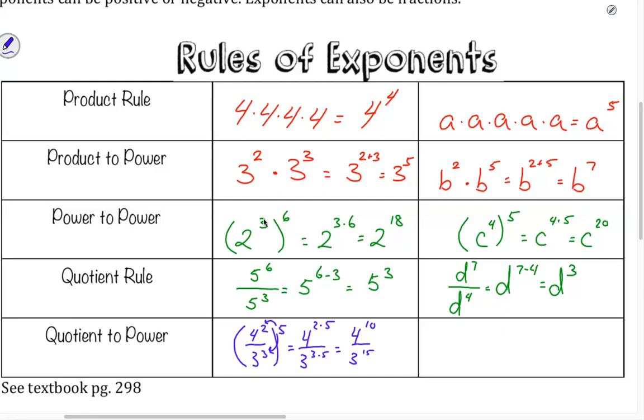And I'll just use A and B here. Let's say A to the 2nd over B to the 3rd, to the 4th. We just do A to the 2 times 4 over B to the 3 times 4. That gives me A to the 8th over B to the 12th. I know there's a lot of random stuff going on, but if you break things down to what they mean, you can always figure it out.